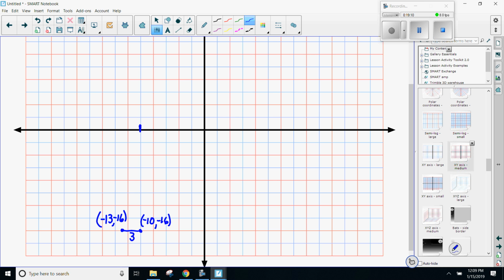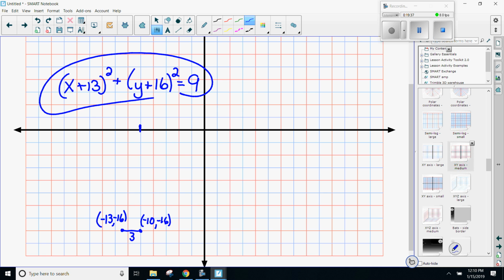So what's the equation for your circle? Whoops, not y. The equation for your circle is x, then what? Plus 13, quantity squared, plus y plus 16 squared equals 9, because the radius is 3. And there's the equation for your circle.